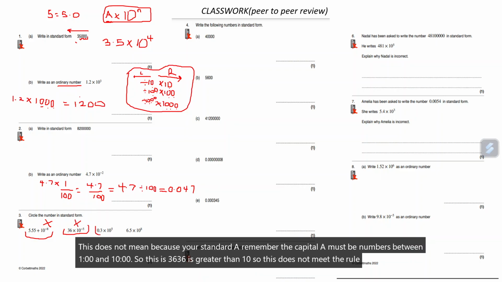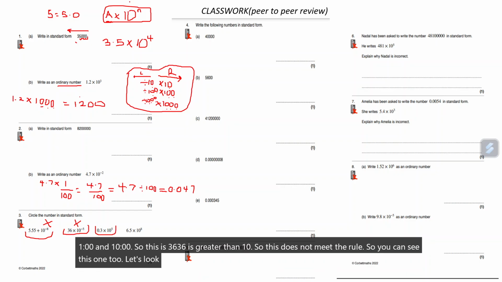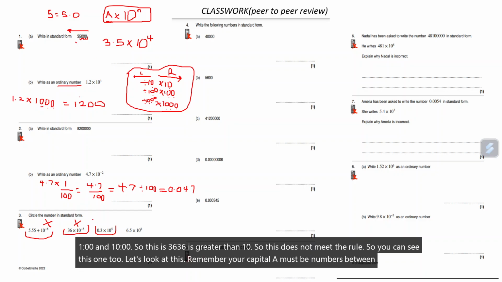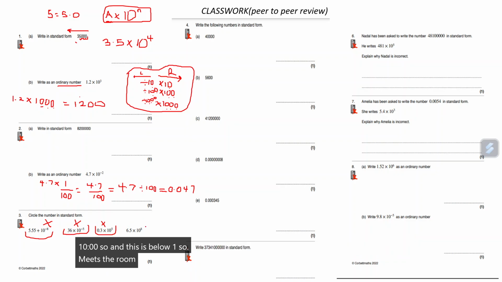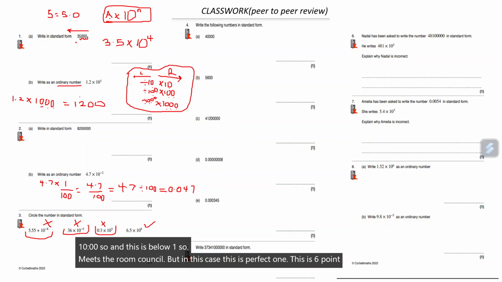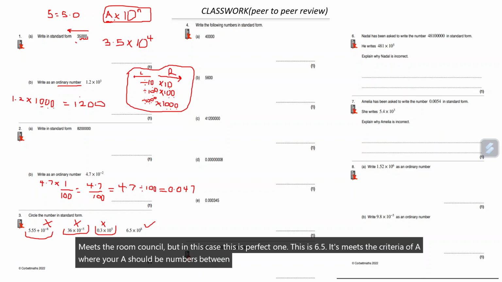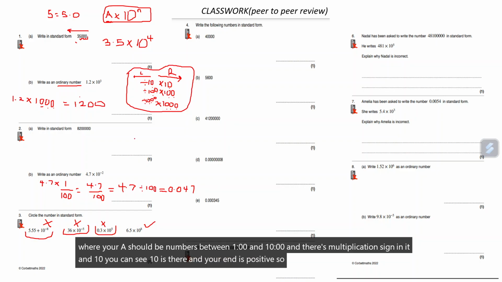Let's look at this one too. Remember, your capital A must be a number between 1 and 10, and this is below 1, so it does not meet the rule. Cancel. But in this case, this one is perfect. This is 6.5. It meets the criteria of A, where A should be between 1 and 10. There's a multiplication sign in it, and 10 is there and your n is positive, so you go for this.